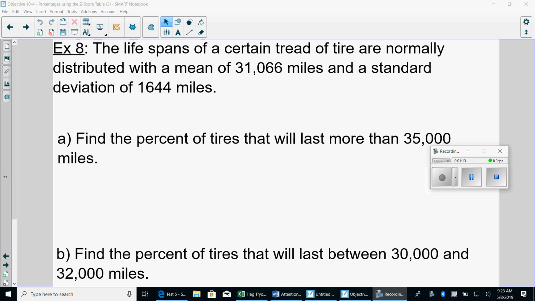I want to find the percent of tires that will last more than 35,000 miles. So you can go ahead and do part A because that's a review of what we did yesterday. So why don't you go ahead and do part A.